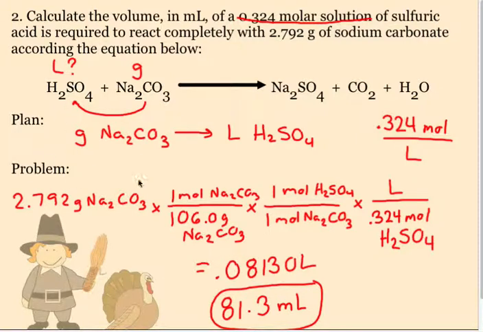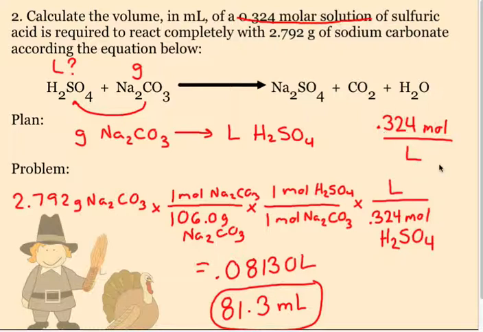Since we are given grams, it's going to start with normal stoichiometry. If you look down here, I have my 2.792 grams of sodium carbonate. I divide by my molar mass, and then I did my mole ratio here. I have 1 mole of the sodium carbonate and 1 mole of the sulfuric acid. And then you have a choice. You can either stop here and get your moles and then do a little molarity problem, which is perfectly fine, or you can use this right here. We know that it's 0.324 molarity, or 0.324 moles per liter.